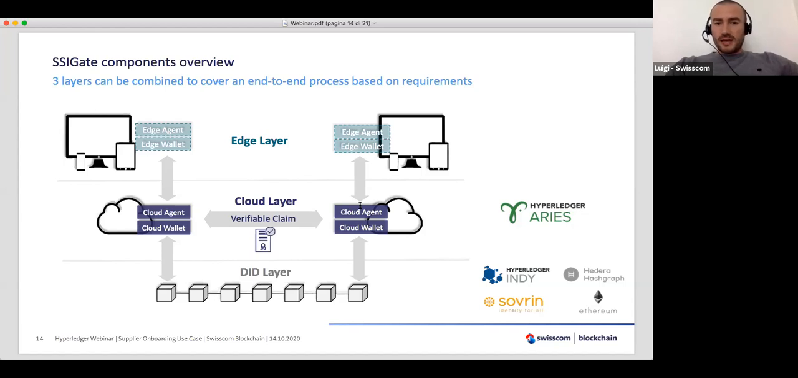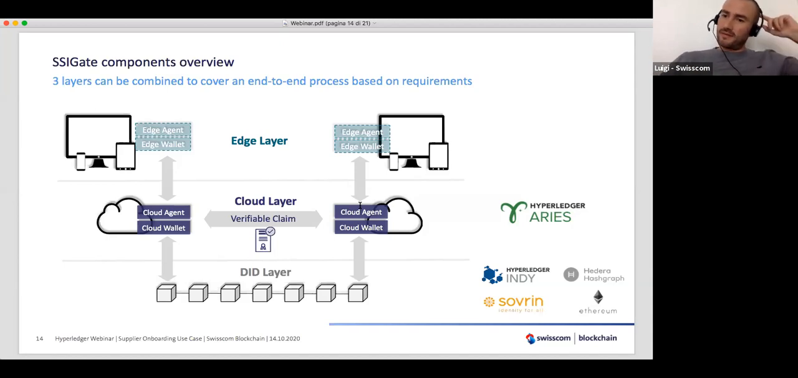Secondly, the second layer is what we call the cloud layer. SSIGate is providing a cloud agent that is capable of managing all the operations related to talking with the ledger, but also of exchanging data in a peer-to-peer manner with other identity wallets. And finally, the third layer is what we call the edge layer. So mainly where the user is going to use the software from. It may be a front end, it may be an integration, or it may even be software that is going to be run on the premises of our customer.